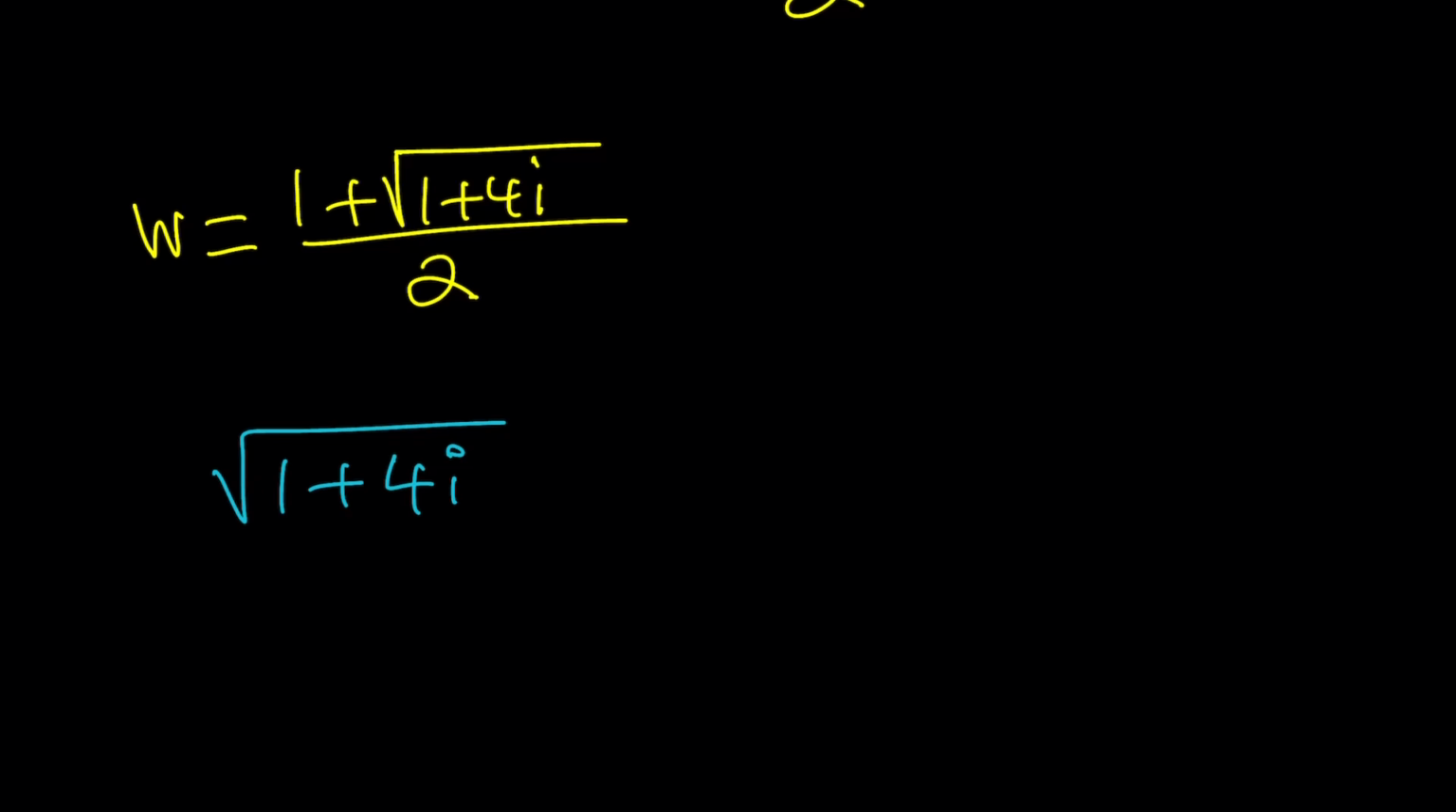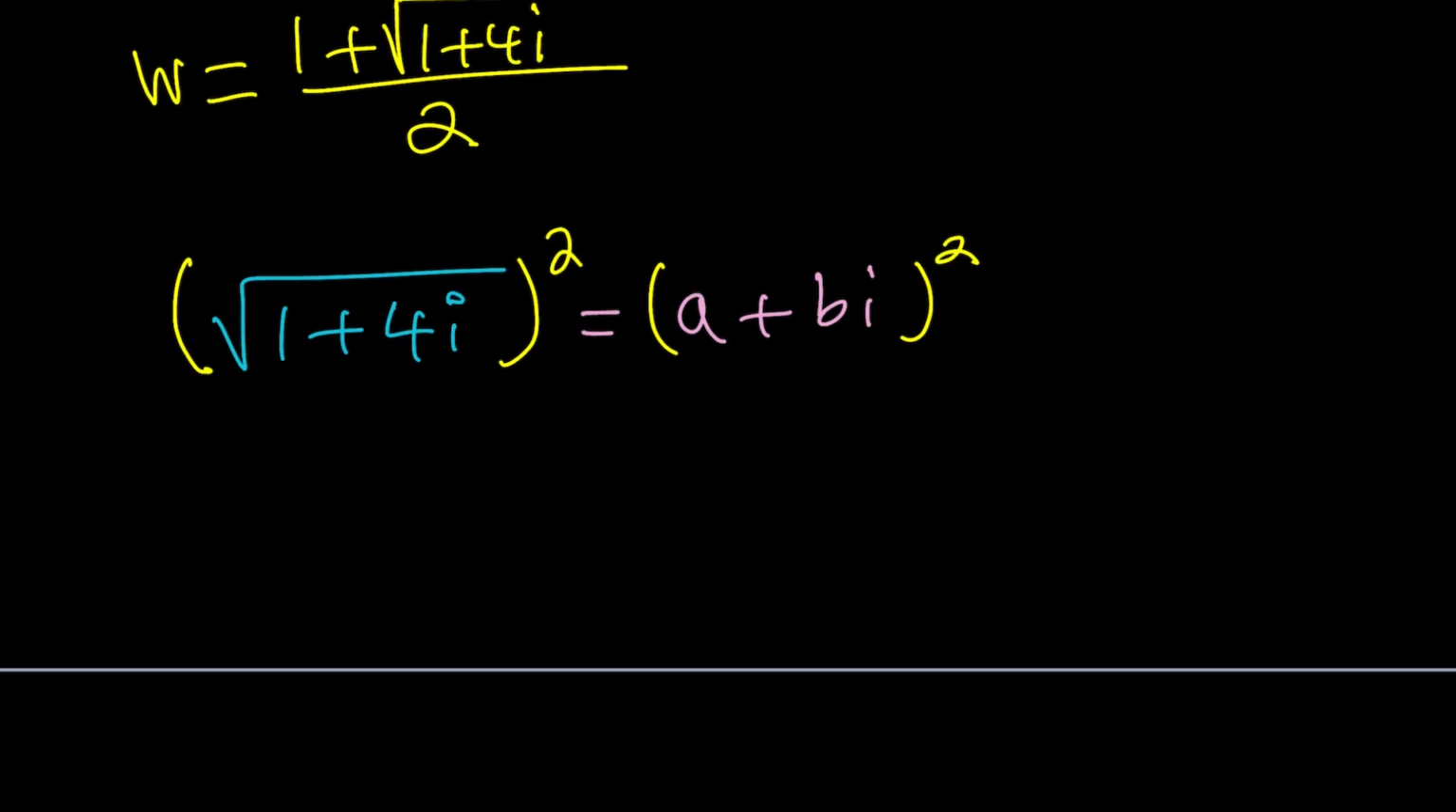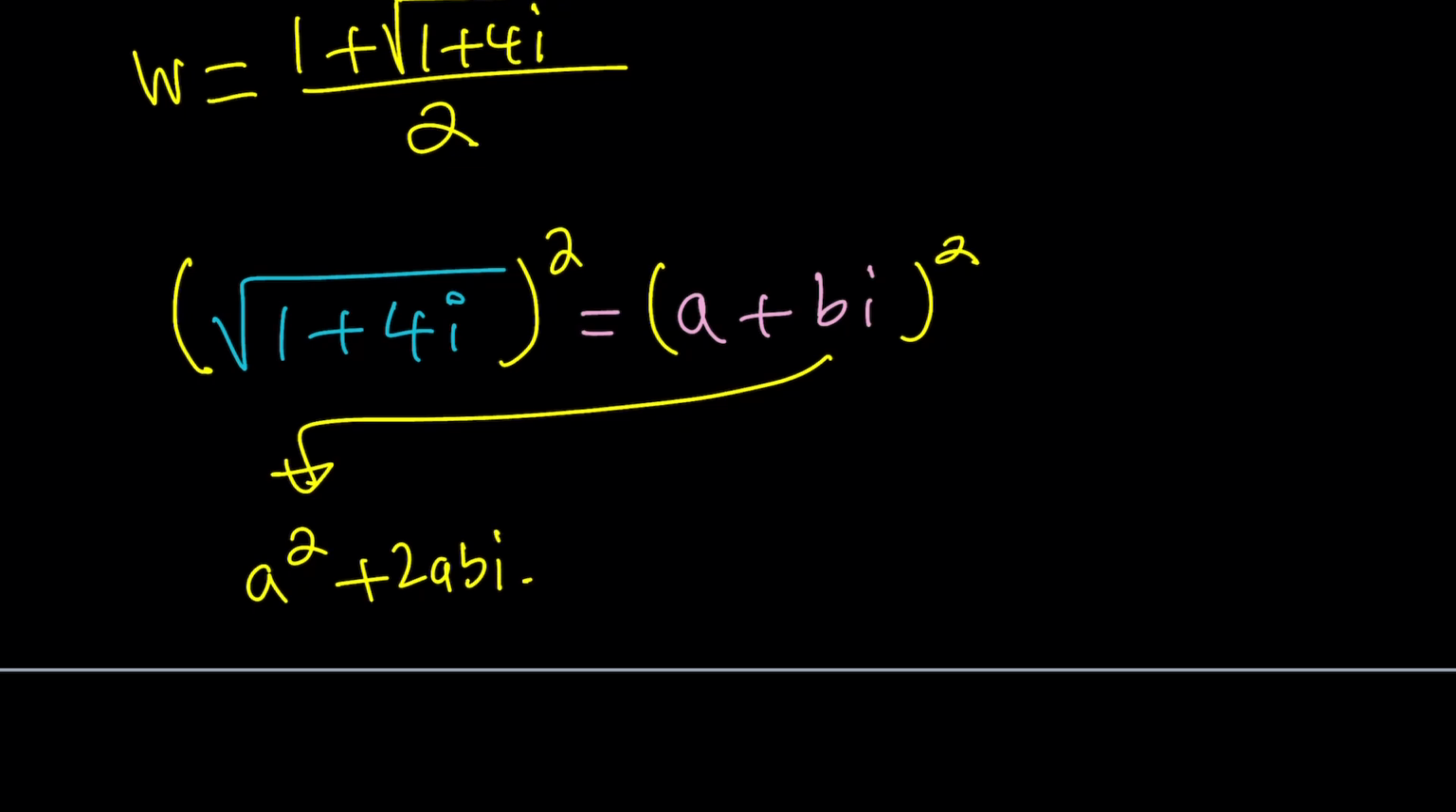So here's one way to find it. You can set it equal to a plus bi. Yay, that's the name of the channel. And then square both sides. Let's do it. When we do, we get something like this. Let me put this first. So we get a squared plus 2abi plus b squared i squared.